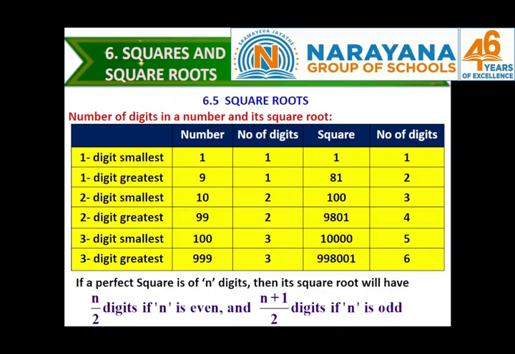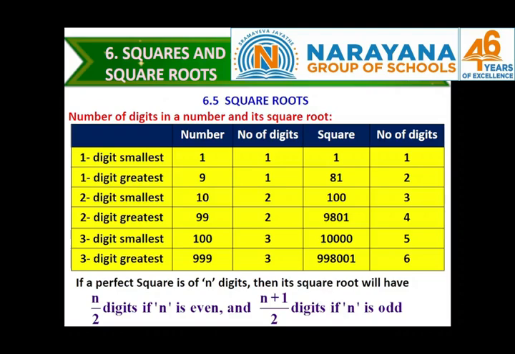Now, come to 2 digit numbers. Smallest one is 10. Its square value is 100. It has 3 digits. Largest one is 99. Its square value is 9801. It has 4 digits. So, a 2 digit number gives either 3 digits or 4 digits when it is squared. Similarly, the square of a 3 digit number has either 5 digits or 6 digits.